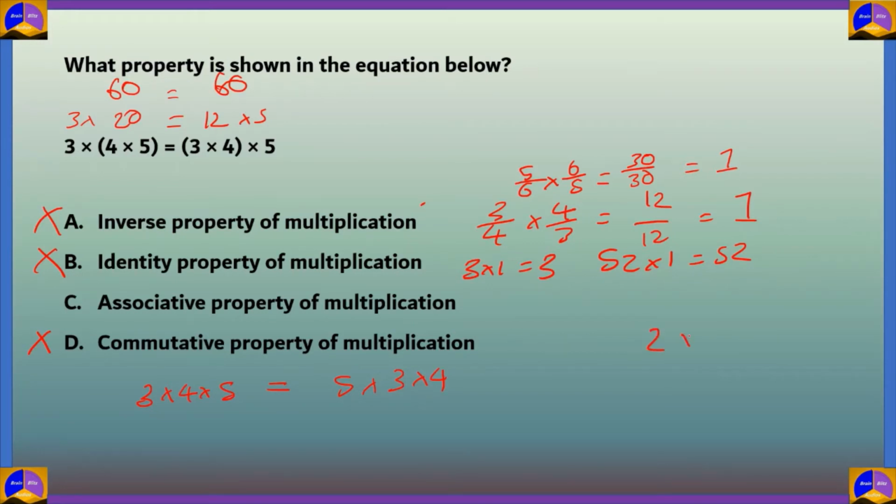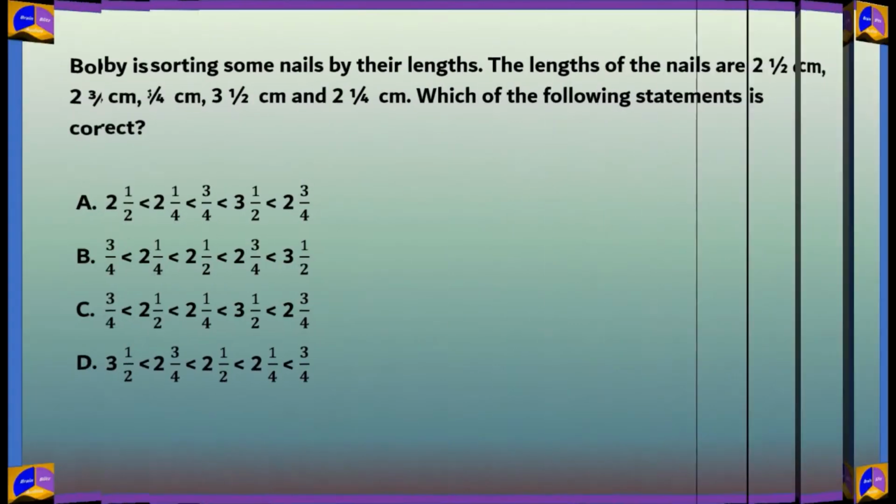So 2 times bracket 12 times 1 bracket close is equal to bracket 2 times 12 bracket close times 1. So 2 times 12 is 24, times 1 is 24, and 12 times 1 is 12, 12 times 2 is 24. So the correct answer is the associative property of multiplication.